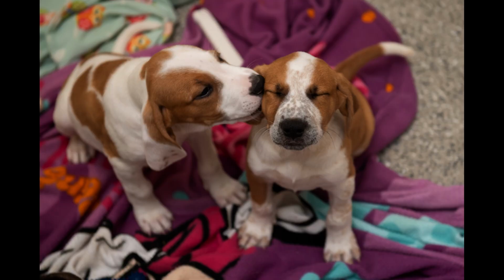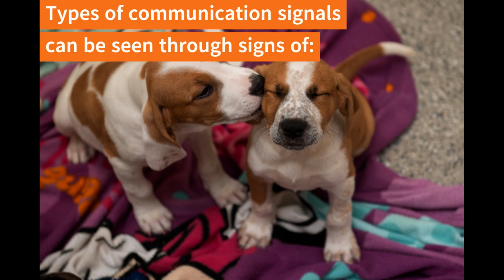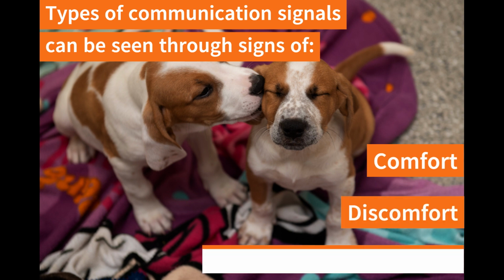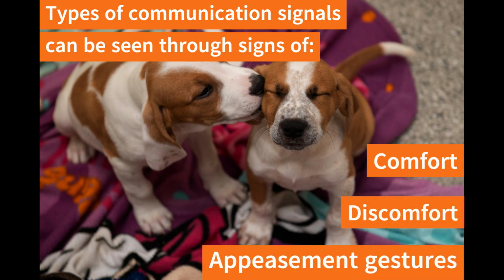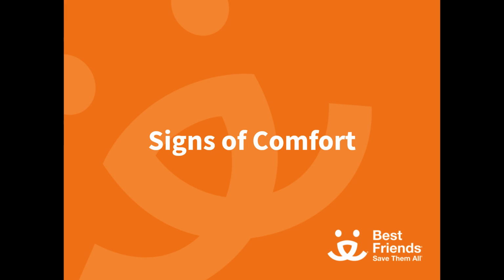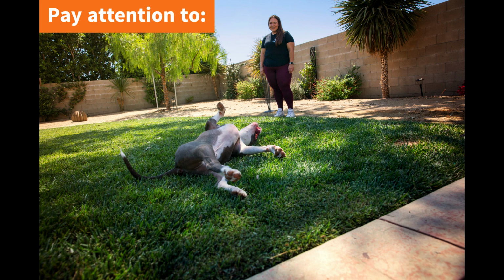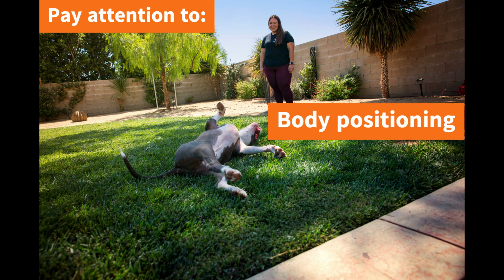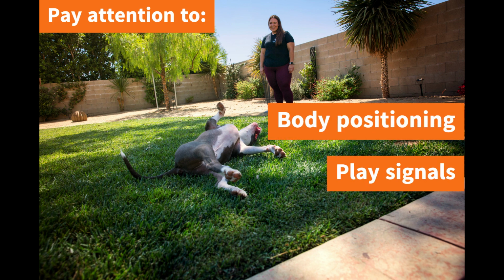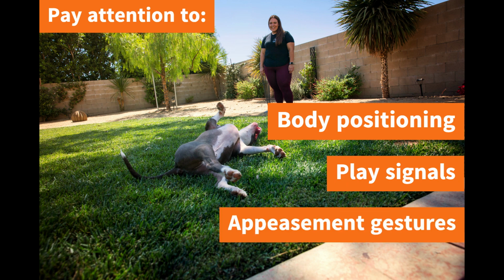Dogs also have different types of communication signals. The types of communication signals can be seen through signs of comfort, discomfort, and appeasement gestures. Signs of comfort. To better understand a dog's comfort level, it's essential to pay attention to specific indicators. These signs include body positioning, play signals, and various appeasement gestures.